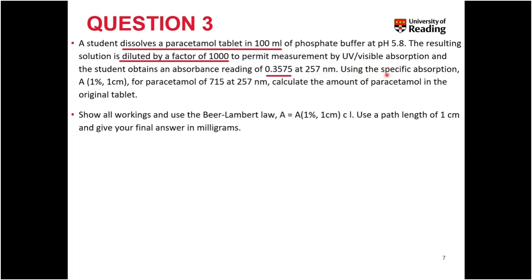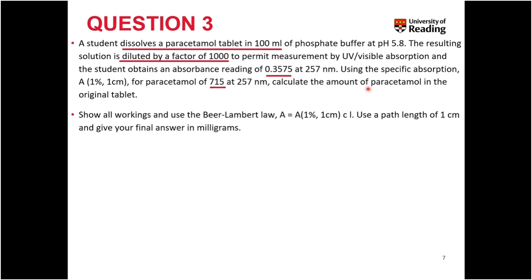You're then told that the specific absorption, A 1% 1cm for paracetamol, is 715. And so this is your next term in the Beer-Lambert law, the A 1% 1cm term. Now again, you're given the wavelength, and so you can ignore this wavelength. It's not used at all.